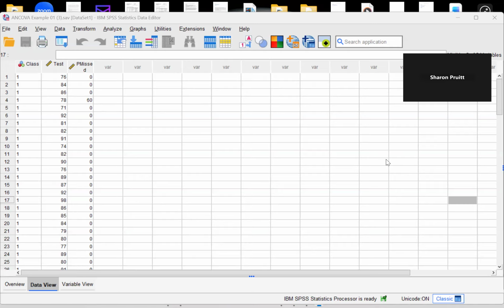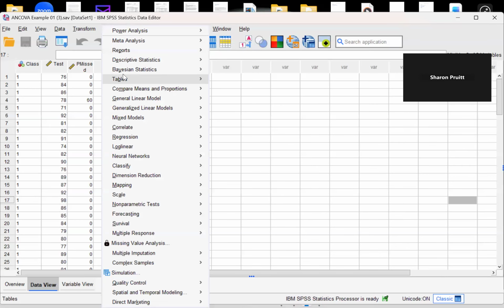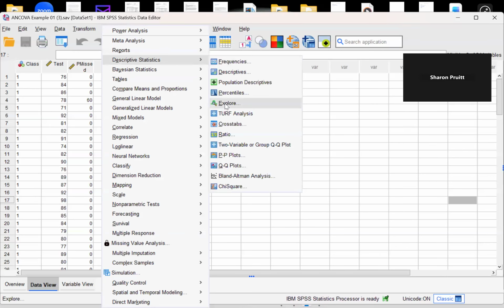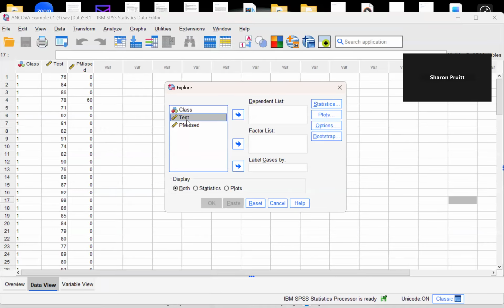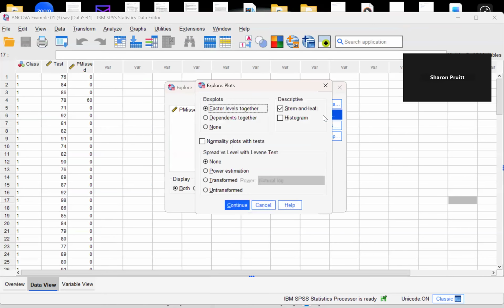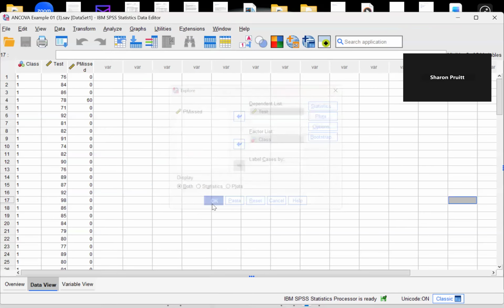Prior to the ANCOVA, the normality assumption was evaluated using histograms and descriptive statistics. In order to gather my data for the normality test, I go to Analyze, Descriptive Statistics, down to Explore. I move Test into the Dependent list and Class into the Factors list. I click on Plots, unclick stem and leaf, click on histogram and normality plots with tests, then click Continue and OK.